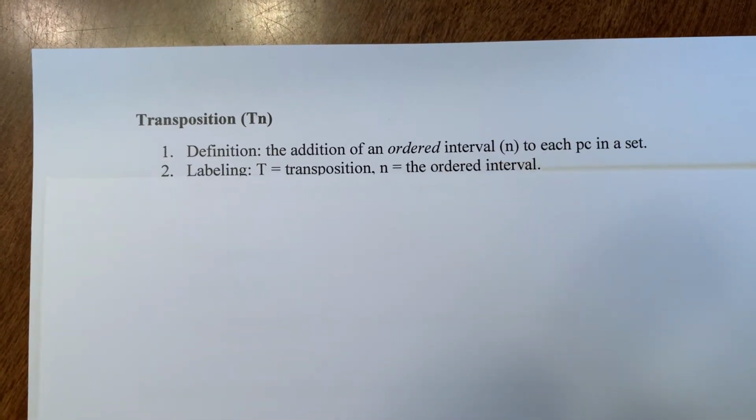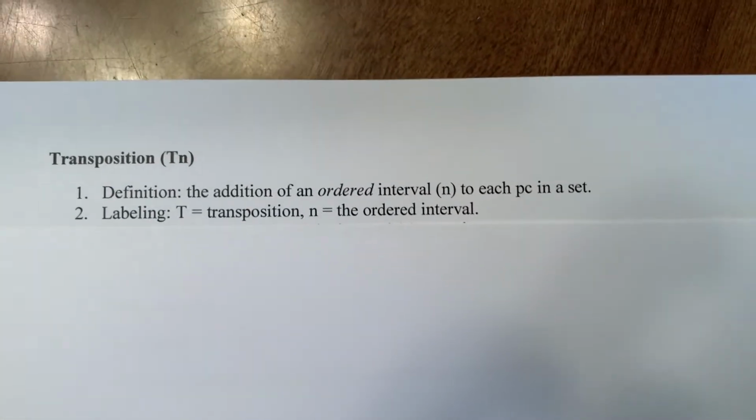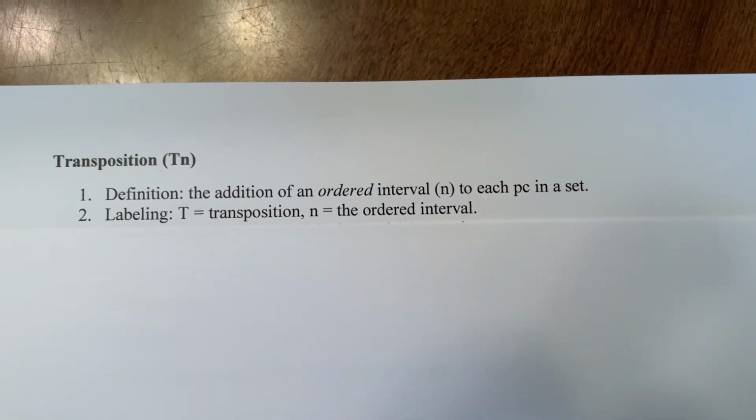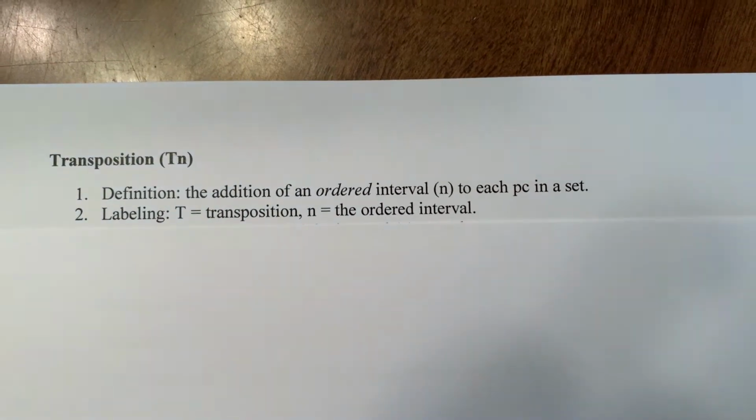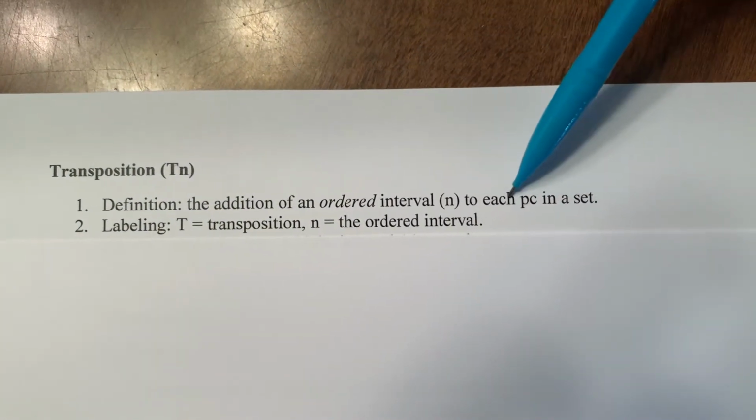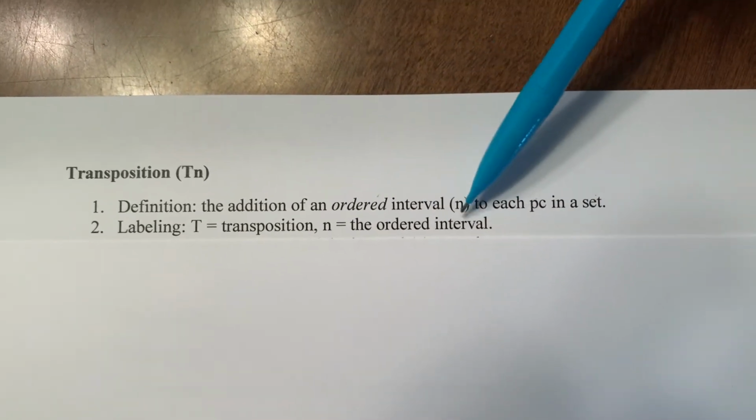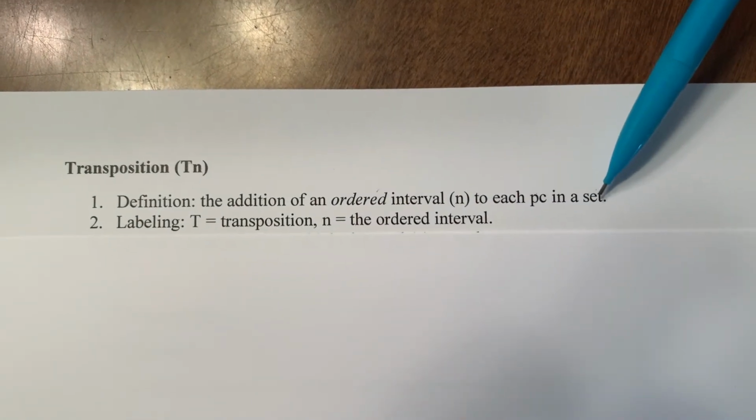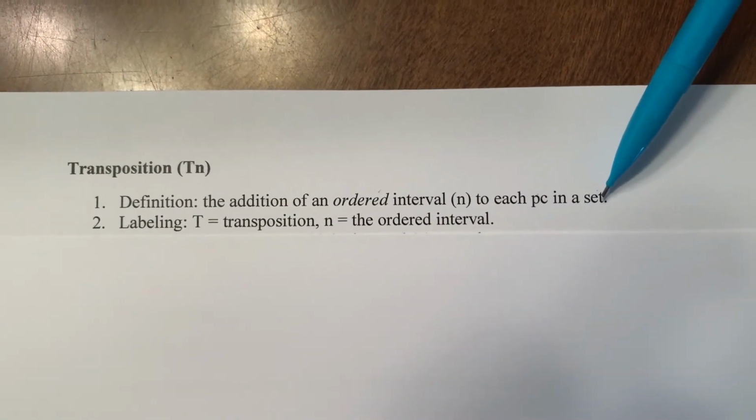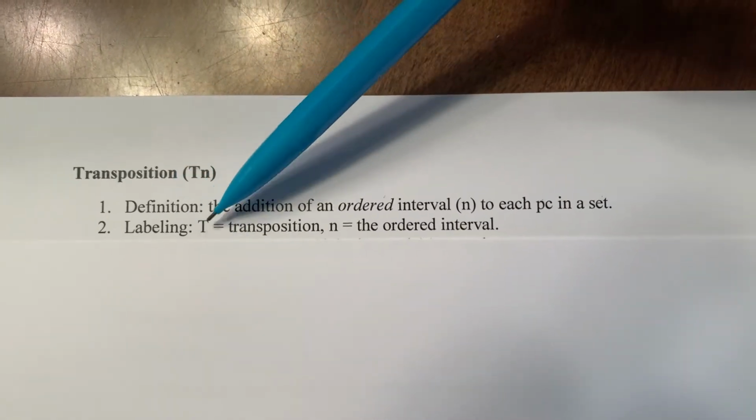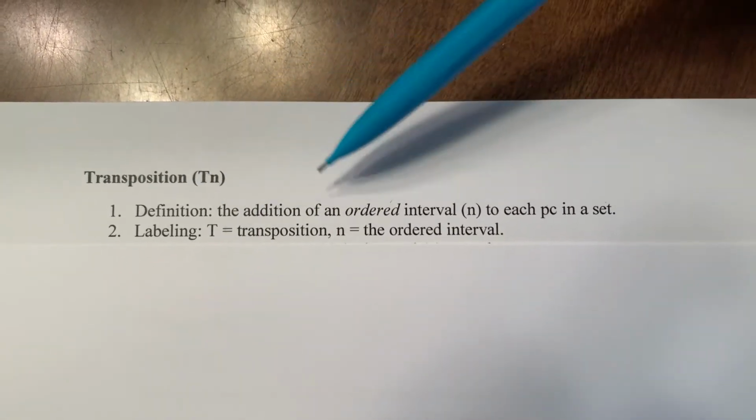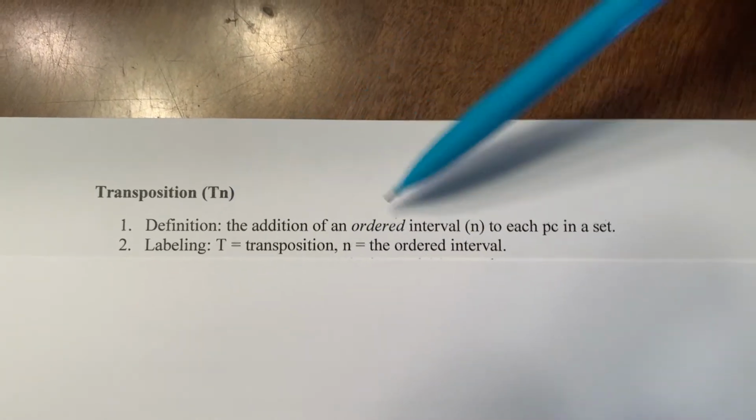Anyhow, let's go back to some of these notes and give you the more formal definitions. So transposition is going to be the addition of an ordered interval, that's what the N is going to be, to each pitch class in a set. That will take us to another set with the same interval content. And as I mentioned, T simply means transposition, and N means the ordered interval.